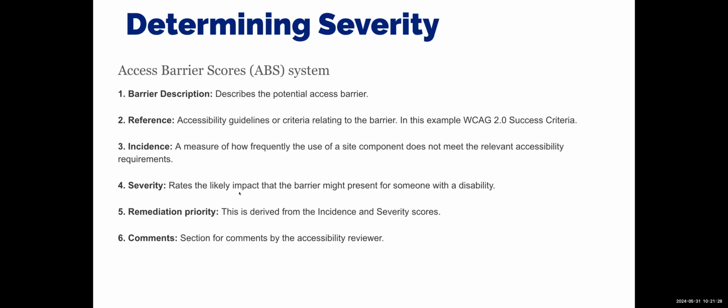Severity is the likely impact the barrier might present for someone with a disability. And the remediation priority is using incidence and severity to decide what we are going to do first. So Pixo isn't using this exact system for rating, but we're doing very similar things. We are using severity almost the same way as they're using remediation priority. If something is severe, we treat it as a priority, even if it does have a low incidence, though.